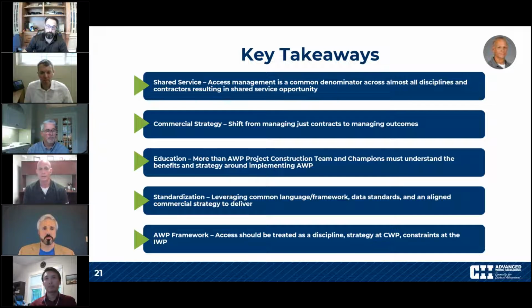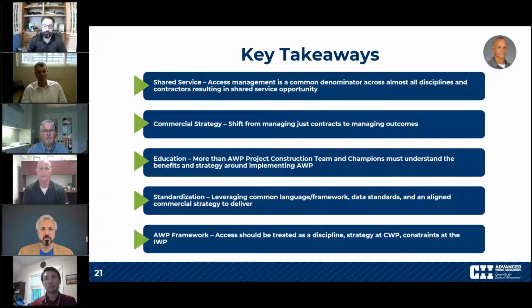One thing we know, access management is a common denominator for almost every work activity in a construction project. The real opportunity here is to think of it as a shared service, not as an individual provider necessarily, but as a shared service, regardless of how many providers you have.